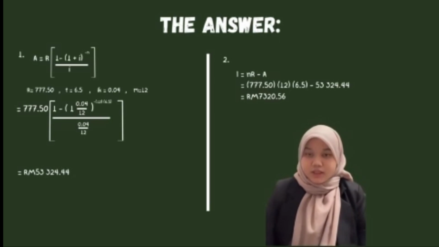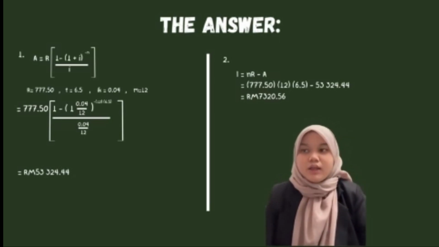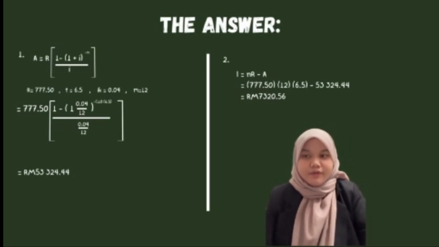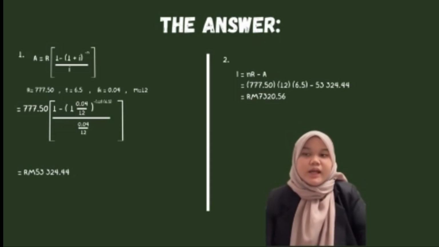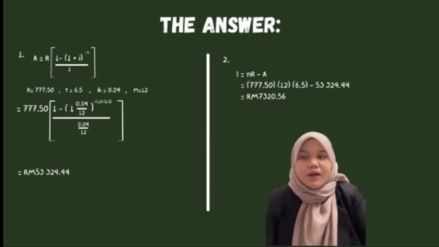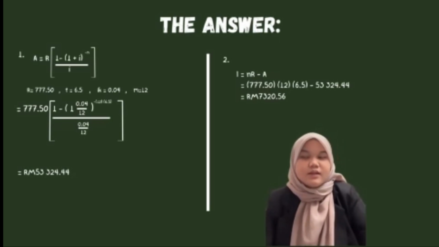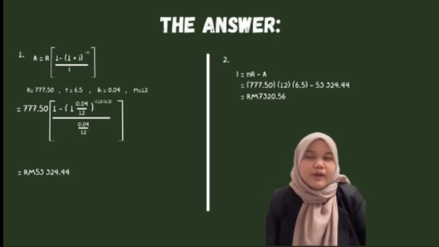So the total sum is 7,320 ringgit and 56 cents, and that is the total amount that Fadlin needs to pay.